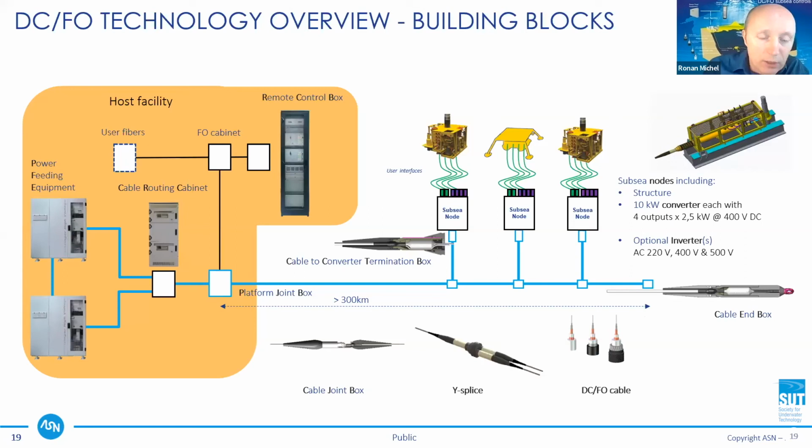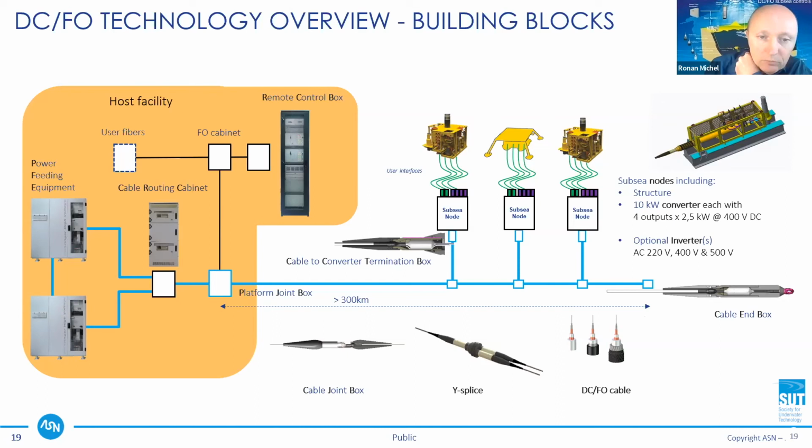So on a node, you get 10 kilowatt per each node, so per each of these. And each output there, the purple output, gives you four times 2.5 kilowatt. It could be that if you need, we can also supply AC power. And from the topside, we bring 50 plus 50 kilowatt of power to the user. From the topside, we can control the on-off of the output ports.